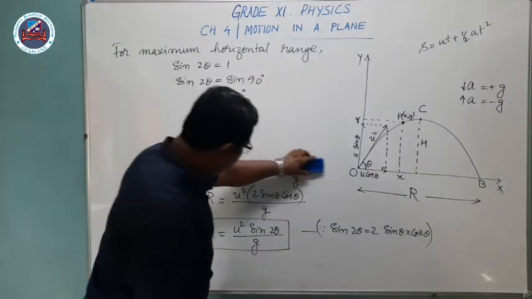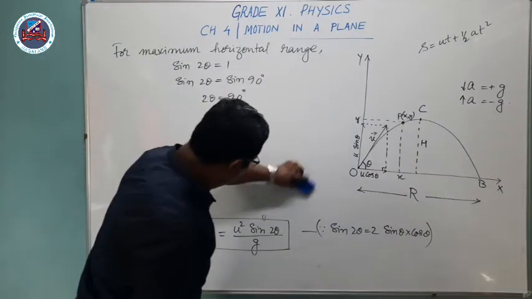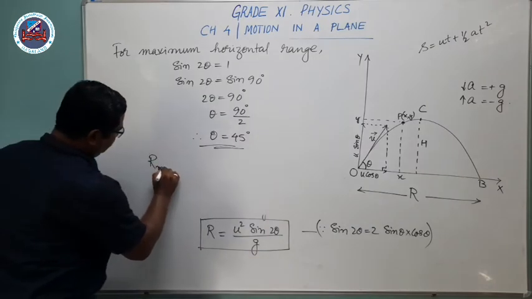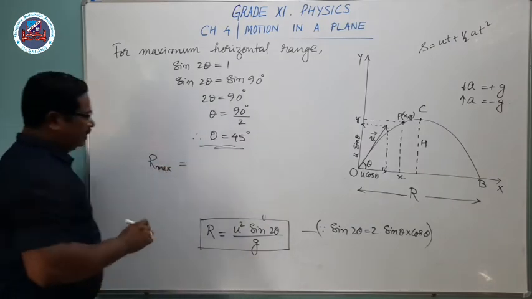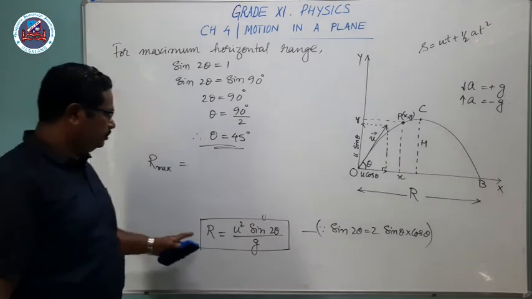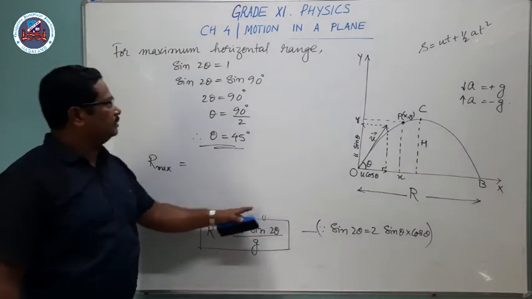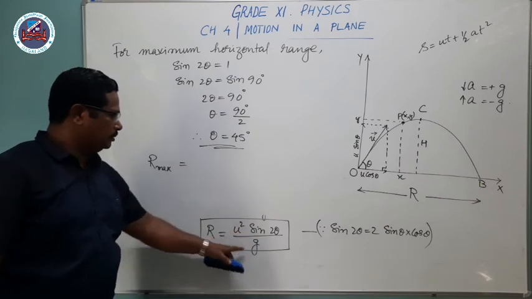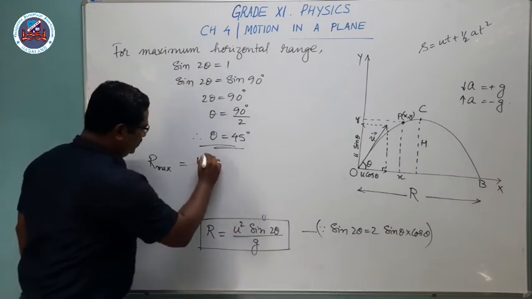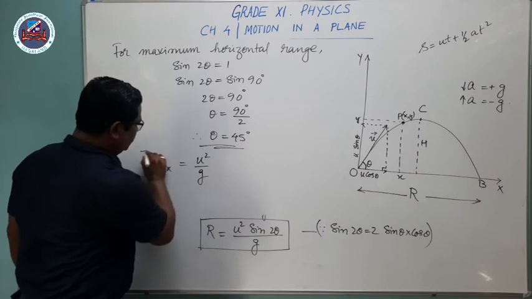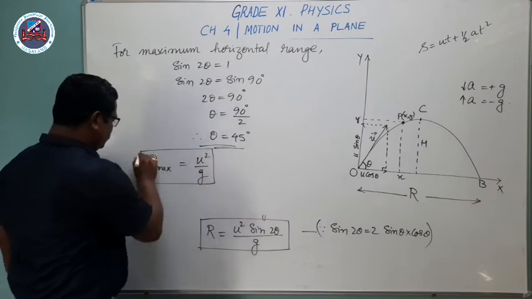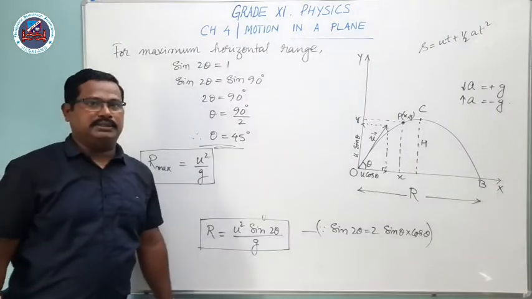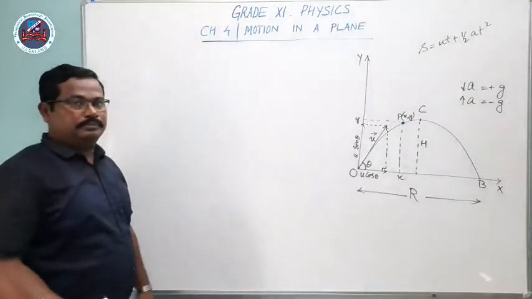Now for this maximum horizontal range, R maximum, suppose you are asked to find the maximum horizontal range, then what formula is to be used? Sin 2 theta is equal to 1. So it will become u square by g. You can remember this as the formula for getting maximum horizontal range. We will use this formula, u square divided by g. U is the initial velocity.